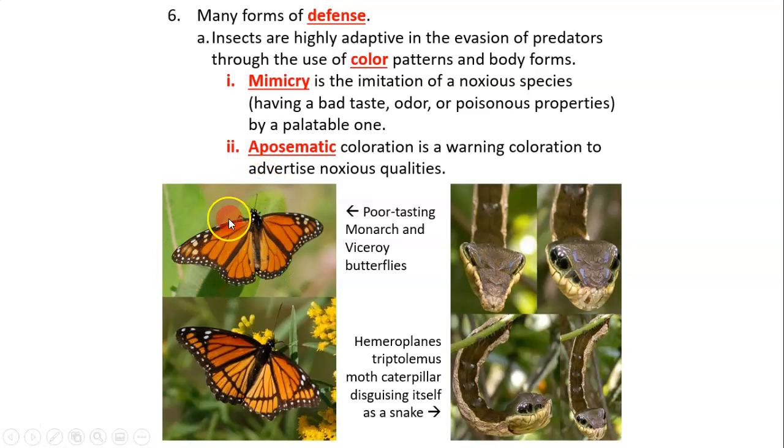Now, the reason the monarch butterfly has all these bright colors is to advertise, saying, hey man, don't eat me because I'm poisonous. And so when an animal advertises its colors to tell everybody that it's poisonous, that's called aposematic coloration. Here's another example of mimicry. This is a type of caterpillar that's trying to look like a snake to look more dangerous.